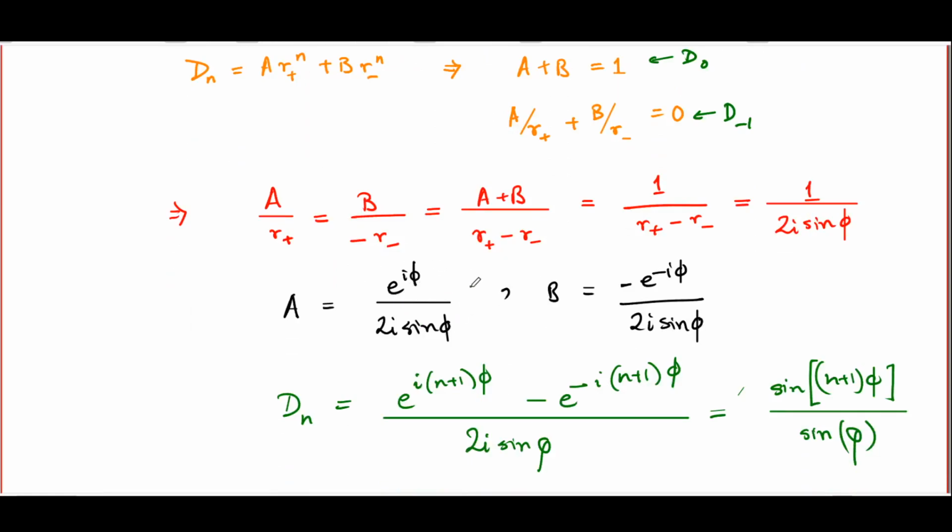A times e to the i phi raised to the n, that's e to the i n plus 1 phi by twice i sin phi, and a similar term for B. And this simplifies to sine of n plus 1 phi divided by sine of phi. So this is the expression for d_n that we have. This actually becomes even simpler because remember we are only going to worry about the situation where epsilon, and hence phi, is very, very, very small.